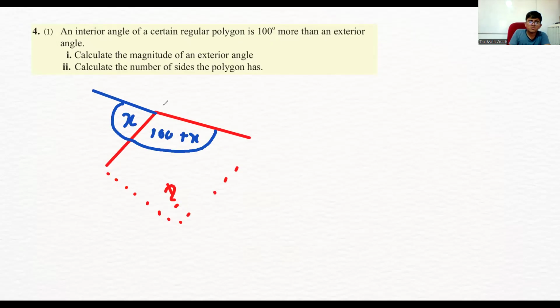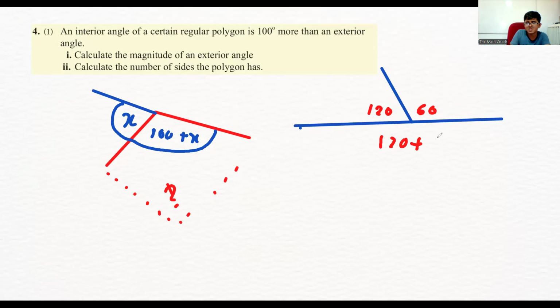Now, what we can do is we know that the angles in a straight line add up to 180 degrees, right? So if we take an angle in a straight line like this, and if this is going to be 120, then this must be 60. Why is that? Because 120 plus 60 is 180, and the total of the angles in a straight line must be equal to 180 degrees. So we can use this theory to do this question.